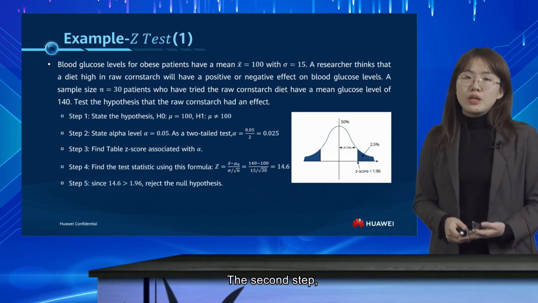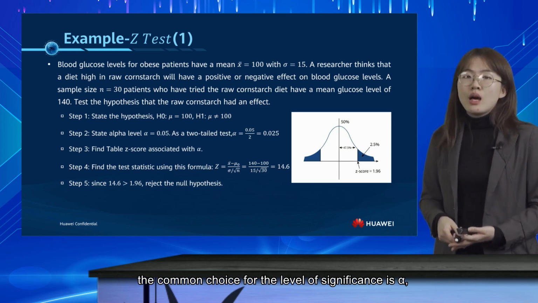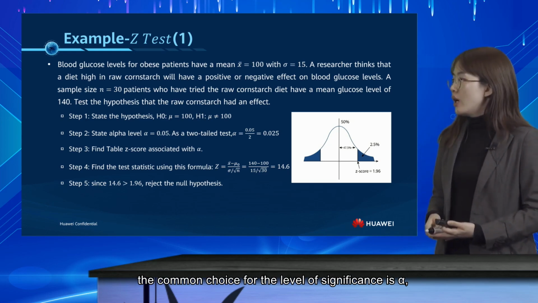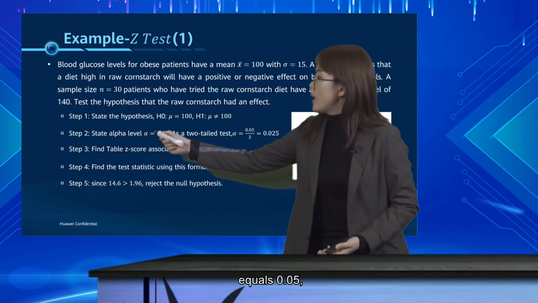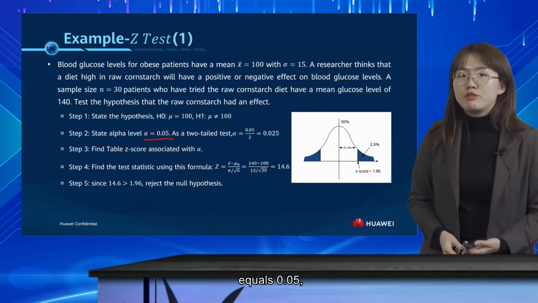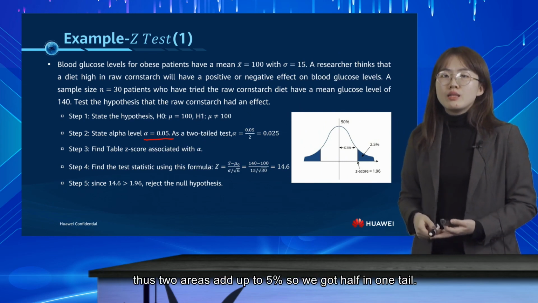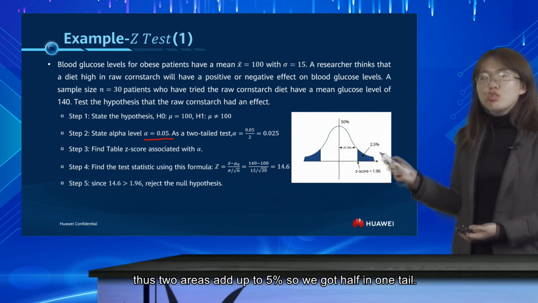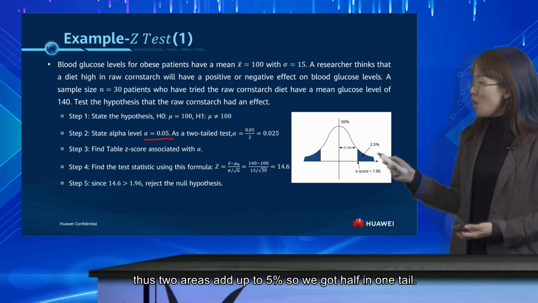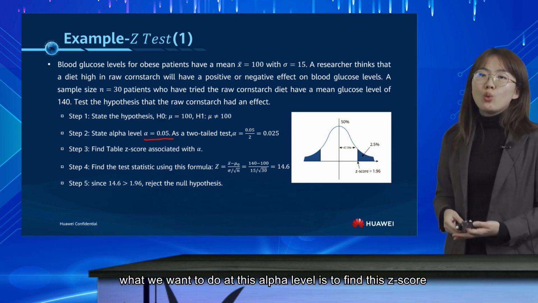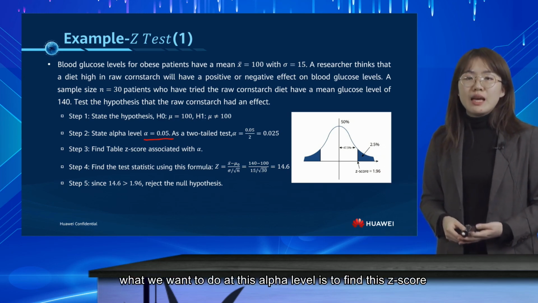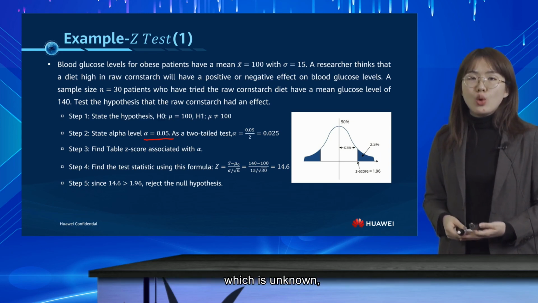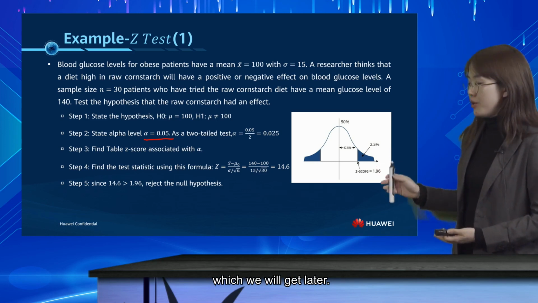The second step, the common choice for the level of significance is alpha equals 0.05. Thus, two areas add up to 5%, so we get half in one tail. In step 3, what we want to do at this alpha level is to find this z-score, which is unknown, which we will get later.